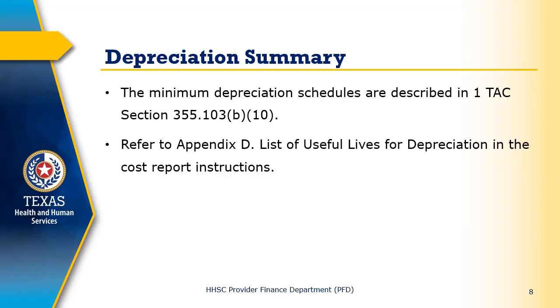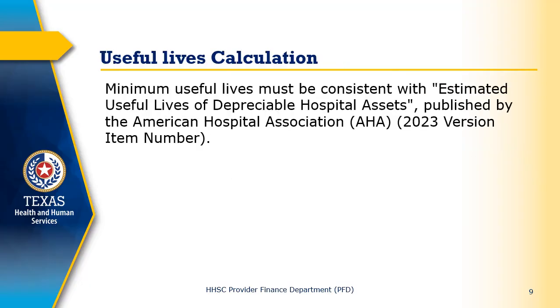The minimum depreciation schedules are outlined in Section 355.103(b)(10) and can be referenced in Appendix D, which lists useful lives for depreciation in the cost report instructions. Next, we will look at the specific asset information needed for detailed level depreciation.